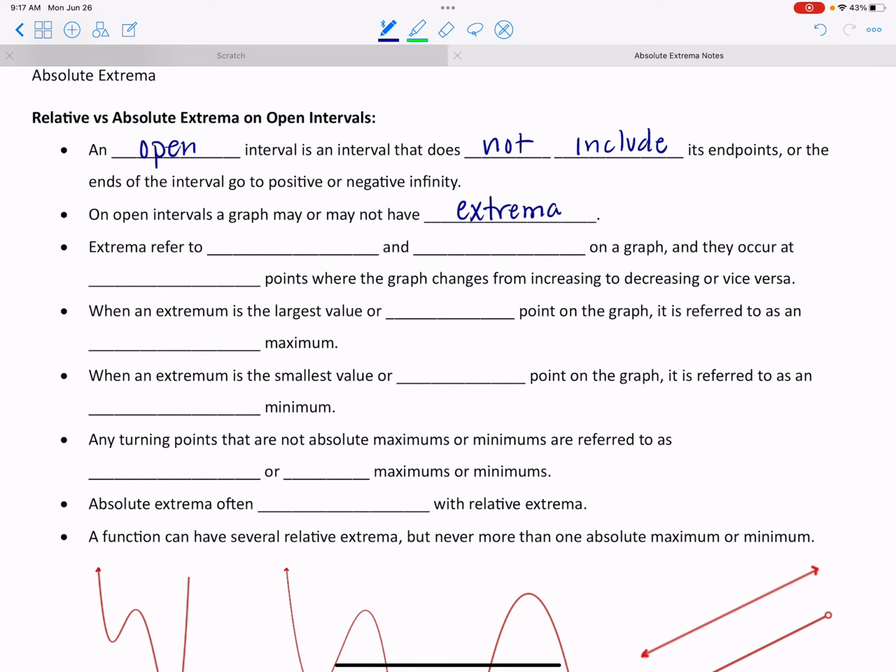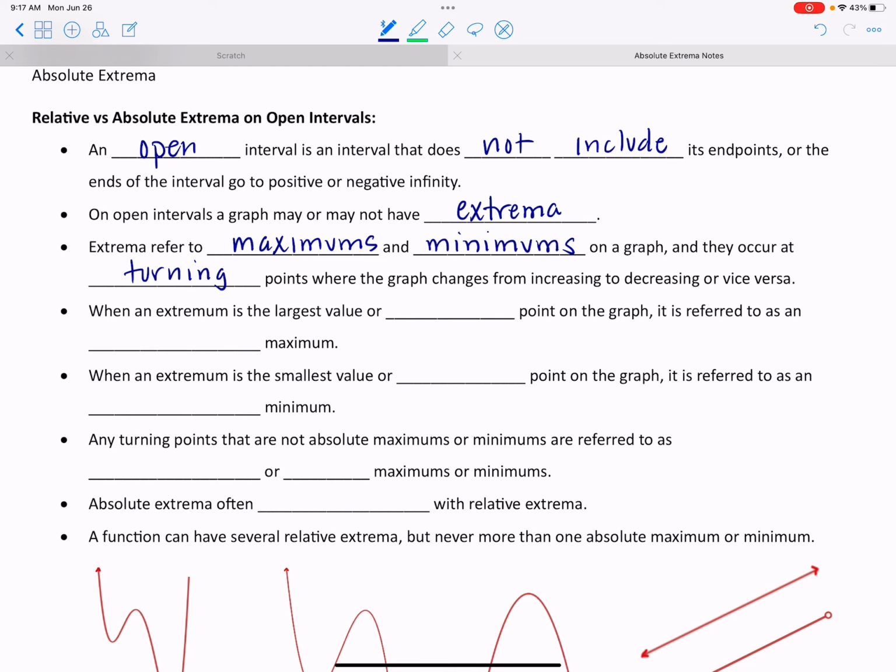But stay with me. So extrema, we have talked about, refer to the maximum and minimum points in our graph. So these are our maximums and our minimums. And we have seen how these maximums and minimums are occurring at turning points. So places where our graph turns from increasing to decreasing or vice versa, we have a maximum or a minimum. And we have talked about the relative ones because we had previously looked at, again, open intervals.